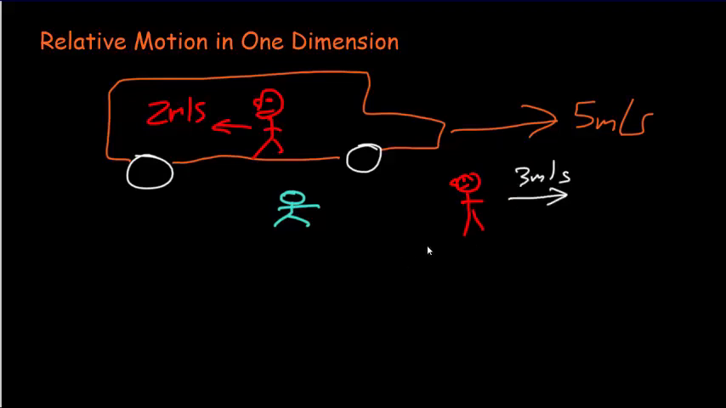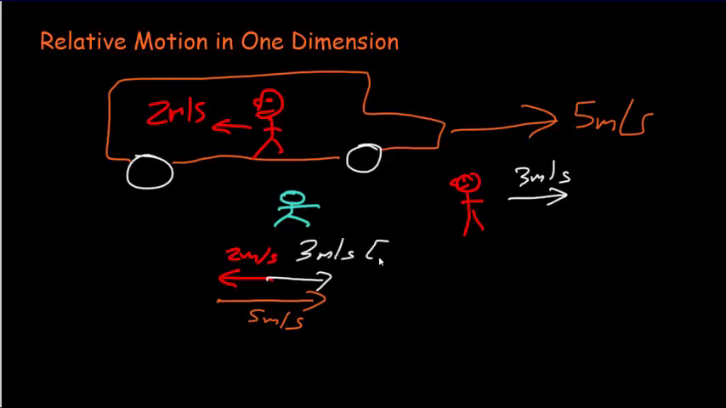And once again, this is really a vector addition problem. We've got the motion relative to the bus to the left at 2 meters per second. And we're adding that as a vector to the motion of the bus itself, the 5 meters per second. And of course, the resultant vector goes from that first tail to that last head, and it would be 3 meters per second to the right.